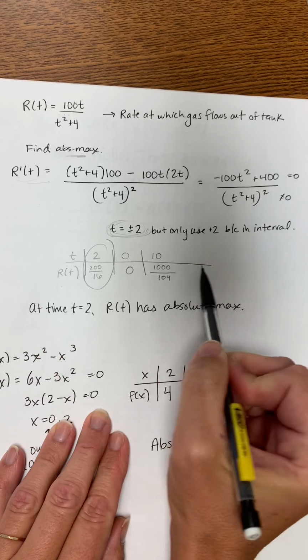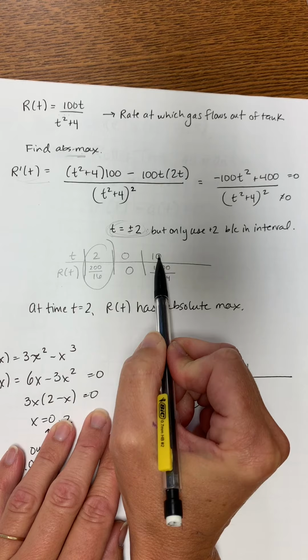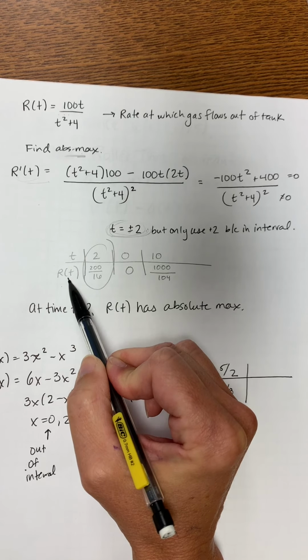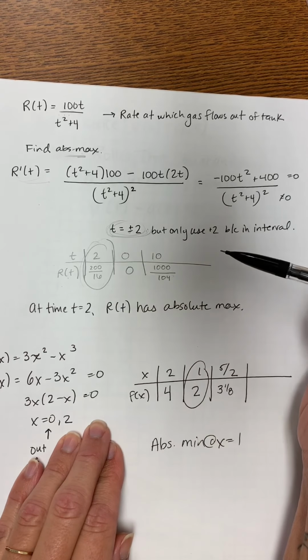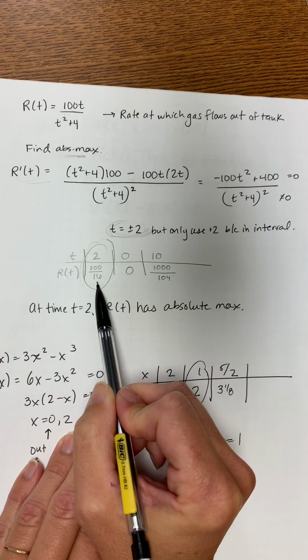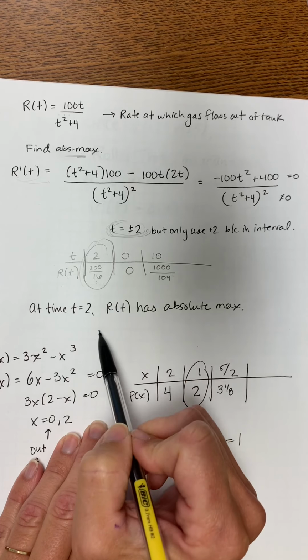And now I'm going to test in a chart the critical value and the endpoints. I'm plugging these numbers into the original, into R, to get the y values. I get all 3 y values. This one gives me my biggest y value. So this is my biggest y value. That means this is where my absolute max happens, at time t equals 2.